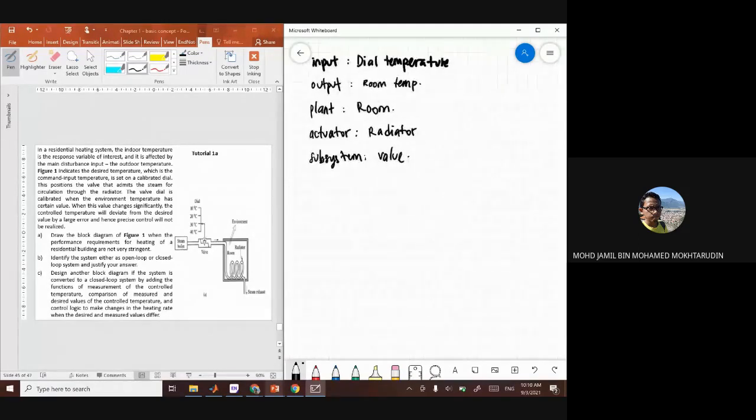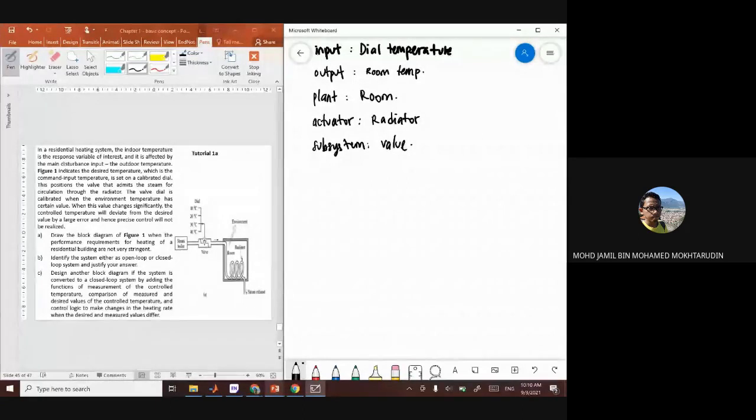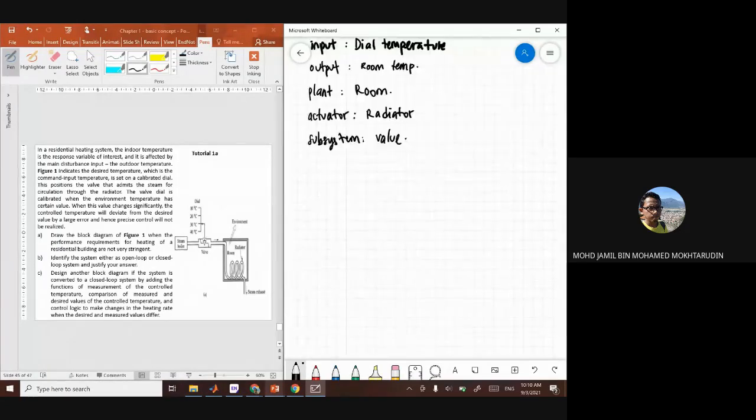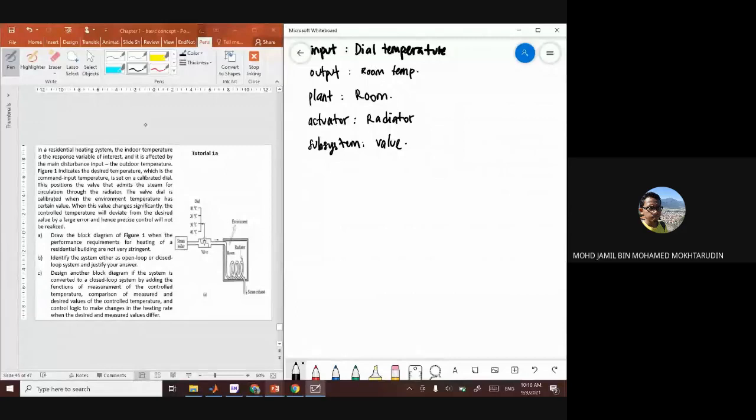Okay, then if you have listed all possible components, then you can start to draw the block diagram. Okay, so we start with the input, so the dial temperature.